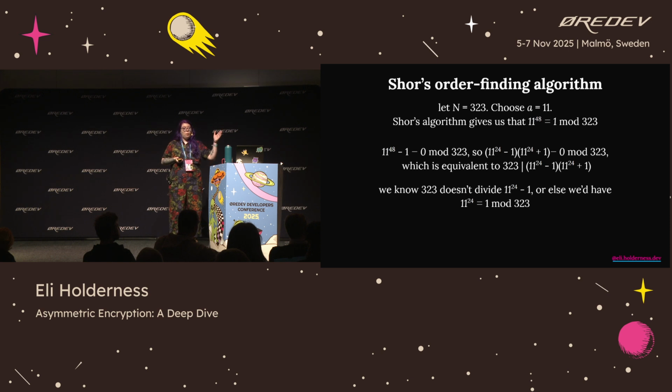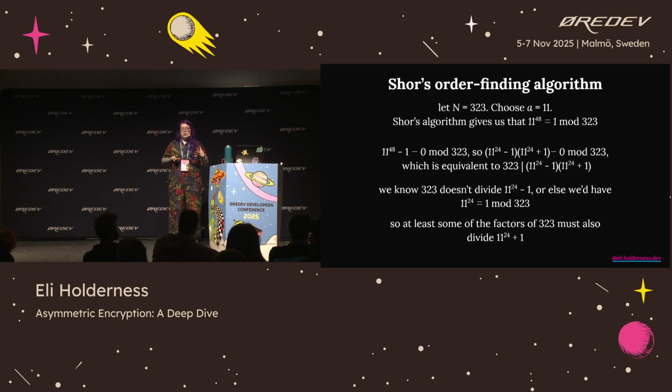We know that one of those brackets can't be true. It can't be that 323 divides it, both factors of 323 divide it, because 24 is smaller than 48, and Shor's algorithm told us that 48 was the smallest number for which that was true for 11. So with about, again, I think it's about 50% chance, you will find that the factors of 323 are split across those 2 bracketed terms.